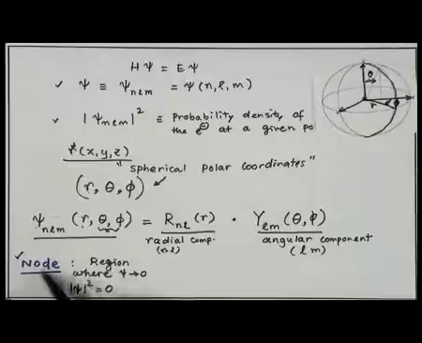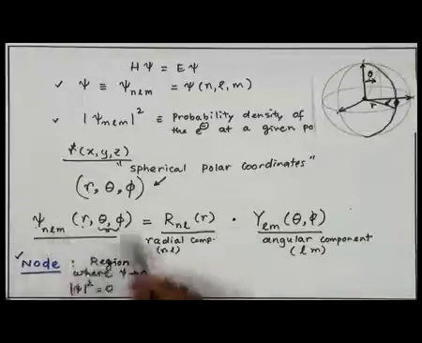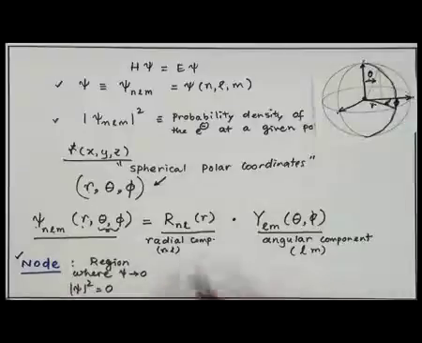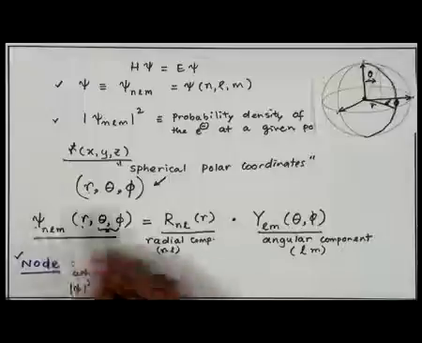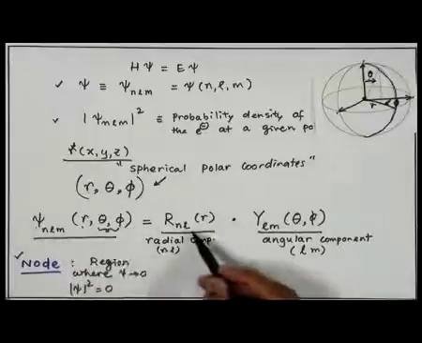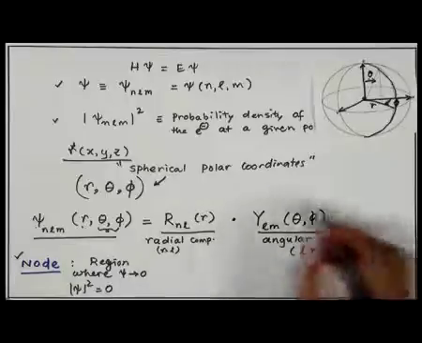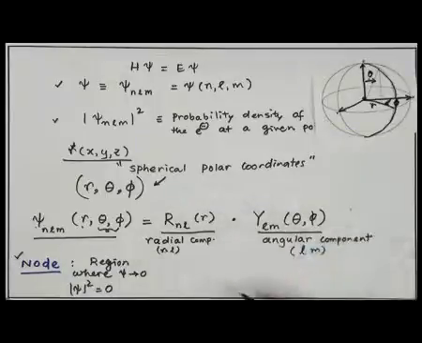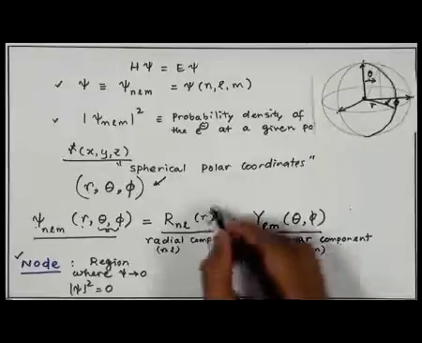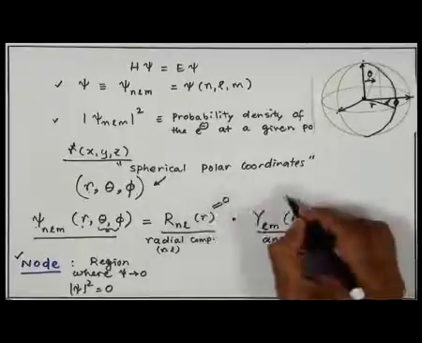Now, you look at this wave function. We will get a node if this wave function becomes 0. This wave function psi has two parts, one is the radial part, another is the angular part. So, how can this wave function be 0? It can either be 0 when the radial component is 0, or it can be 0 when the angular component is 0.